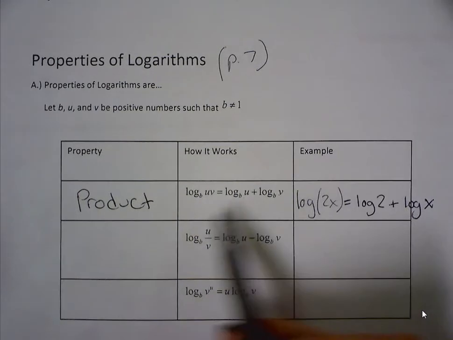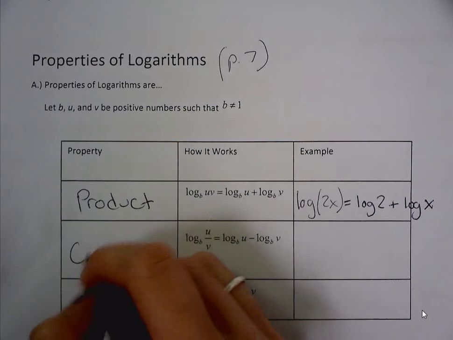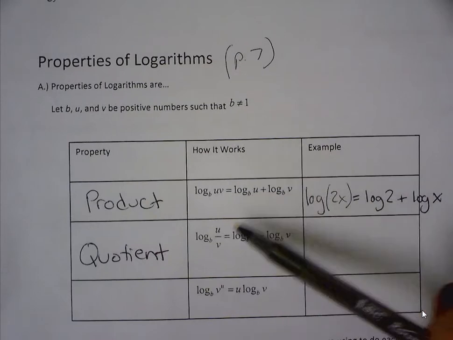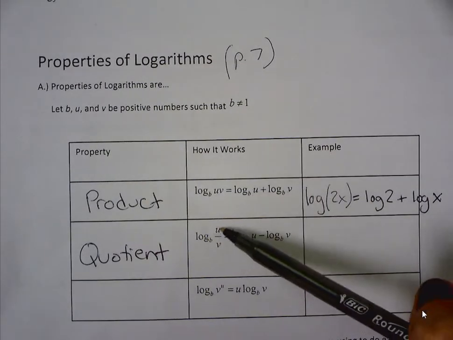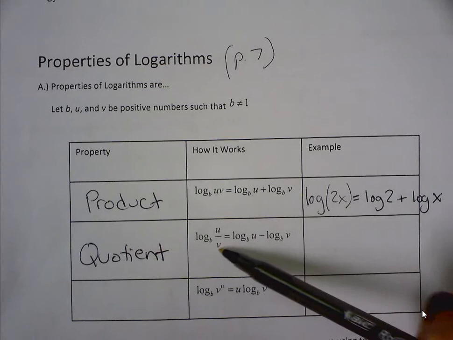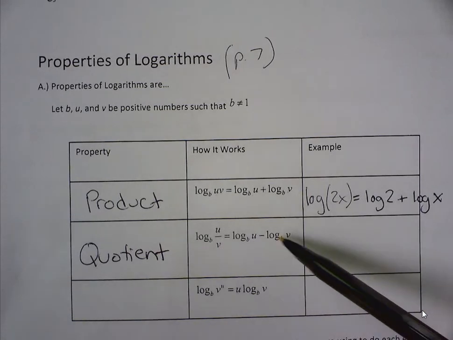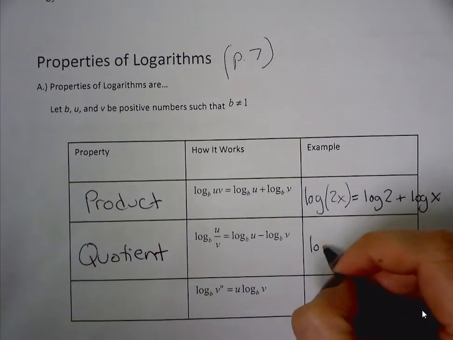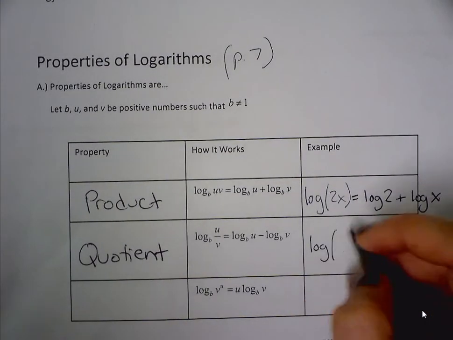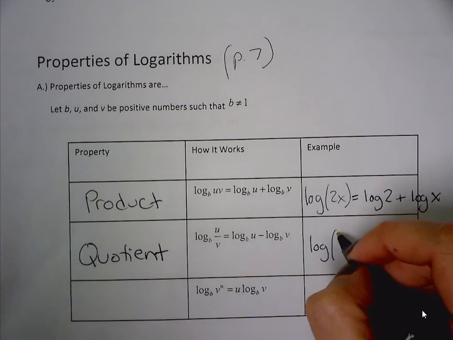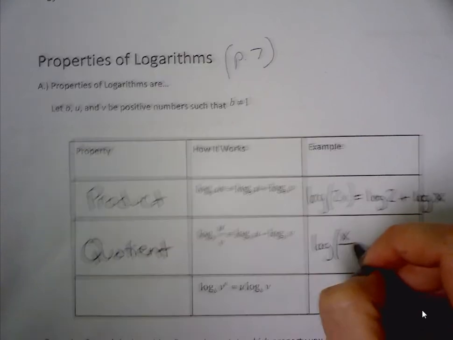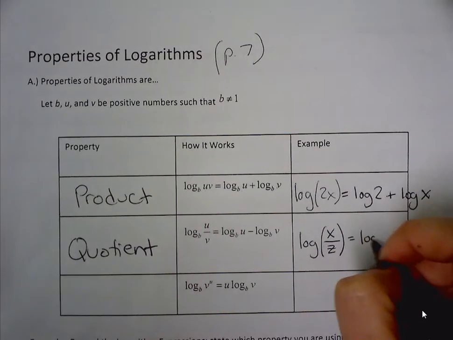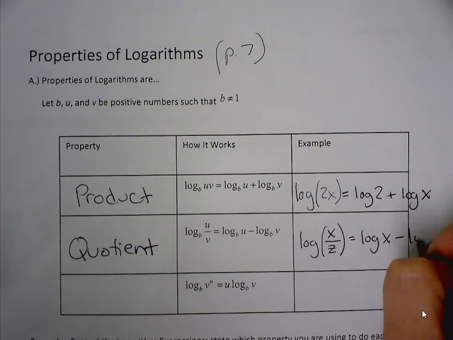All right, let's go to our quotient property. If I'm dividing here, log of u over v, then I'm going to subtract if I want to expand the 2 logs. So let's say I have log of x over z, then this is going to be the same thing as log x minus log z.